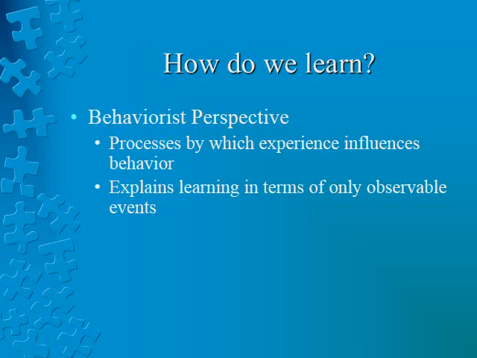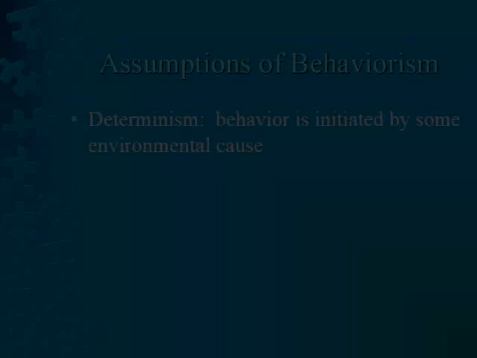From the behaviorist perspective, there's a series of different processes through which experience is then going to influence our behavior and transform it. Now, this really has a lot to do with operant conditioning and classical conditioning and observational learning, but we'll get to those in just a second. And again, they're only going to explain learning purely in terms of observable events. So the only way they can tell if you've learned something is if they see you experience something and then it changes your behavior as a result of that experience.